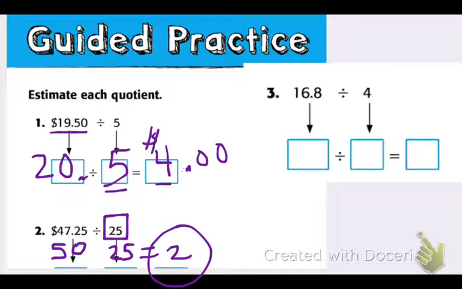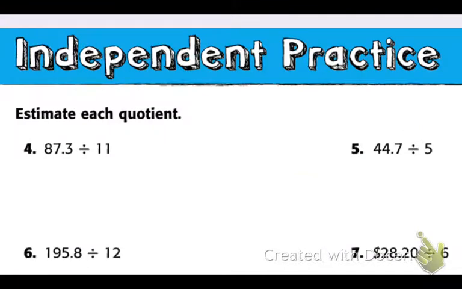16 and 8/10 divided by 4. Well, I know 16 would probably be the best estimate because I can divide 16 divided by 4 in my mind. And I know that there's 4 in each group, or 4 times 4 is 16. So it's good. It's a very good estimation. It's around that.